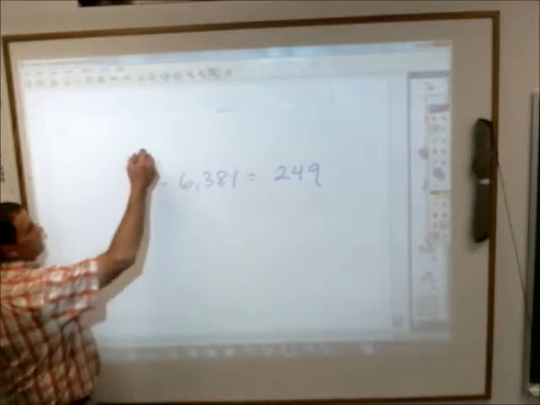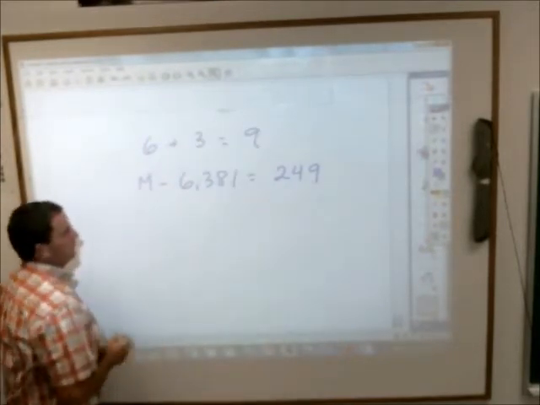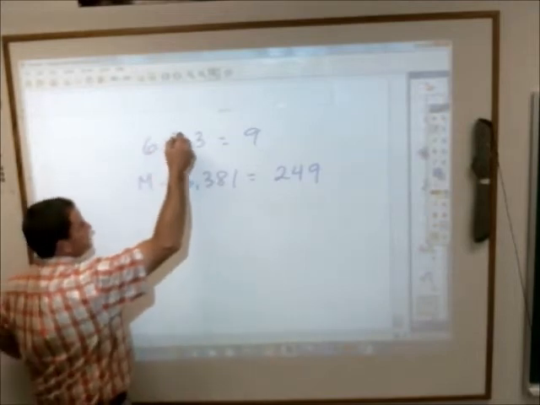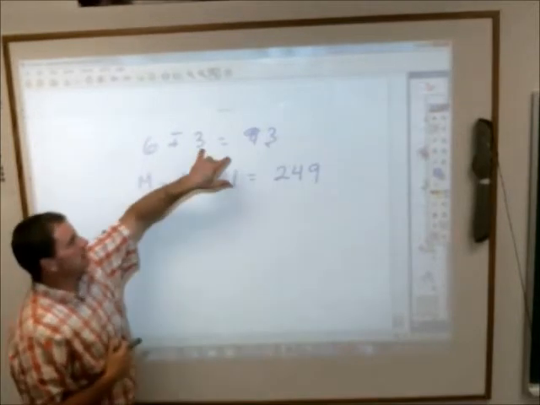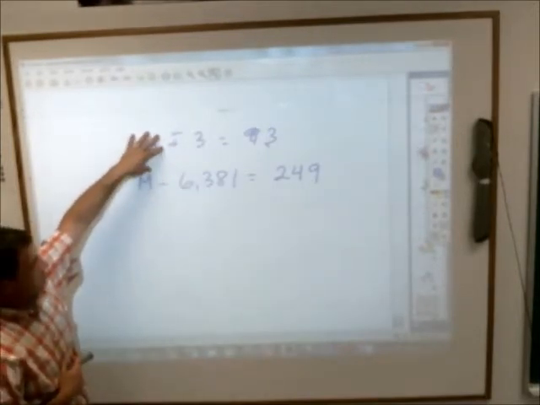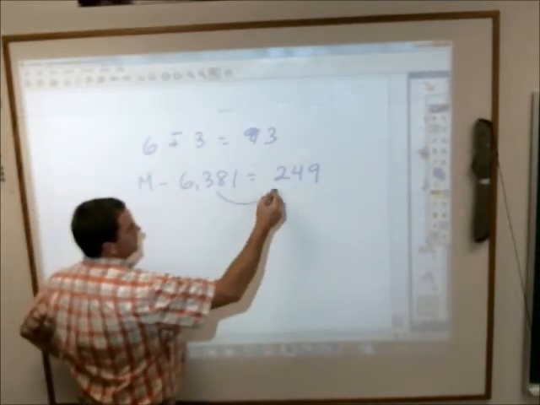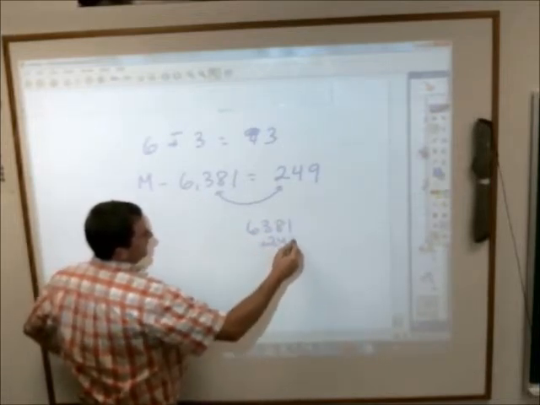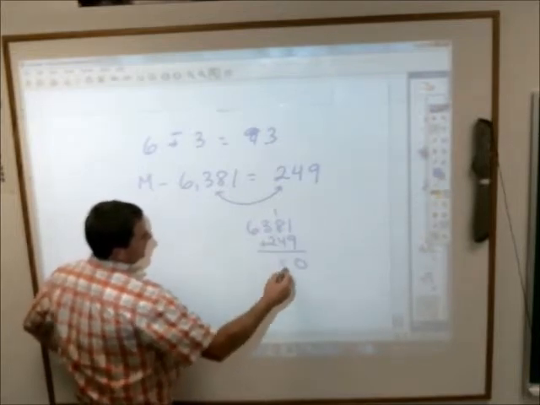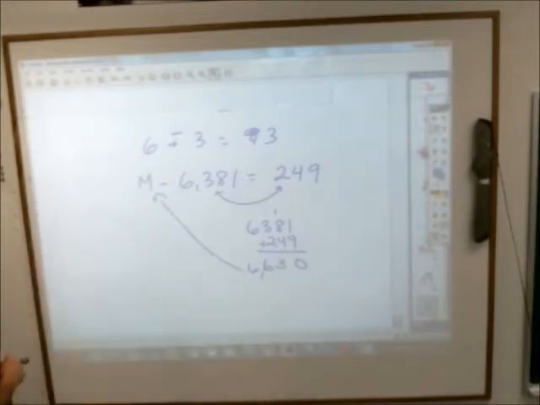Well, first of all, I think of a simple problem. 6 minus 3 is 3. If I'm missing this first one, what do I do with 3 and 3 to get 6? Anybody? 3 and 3, do I add or subtract? Yep. I add, so that's what I'm going to do with these two. And add them together. 6,381 plus 249 is 6,630.